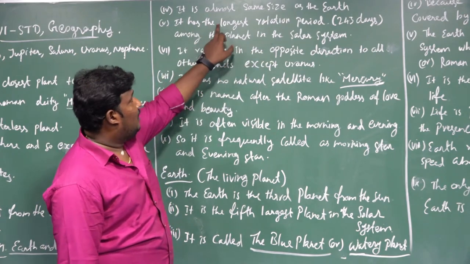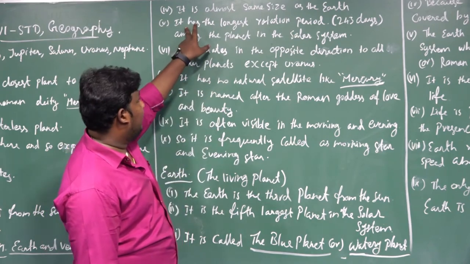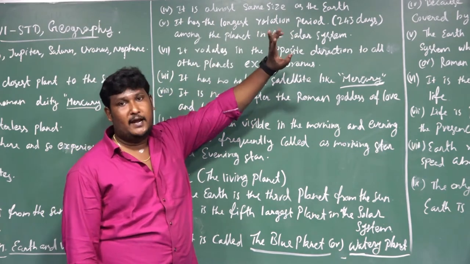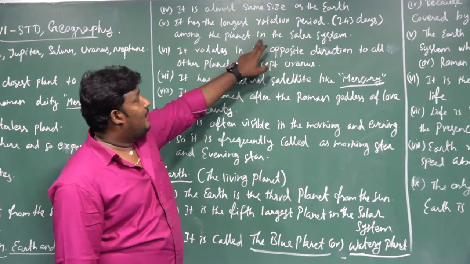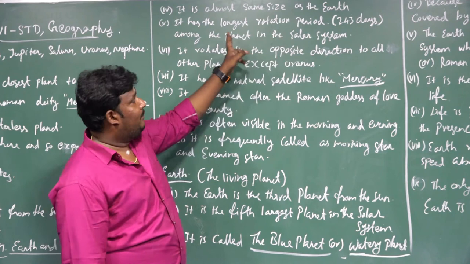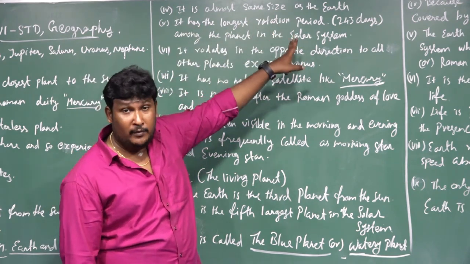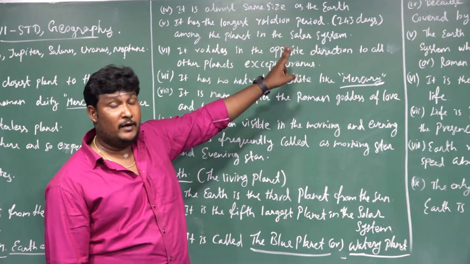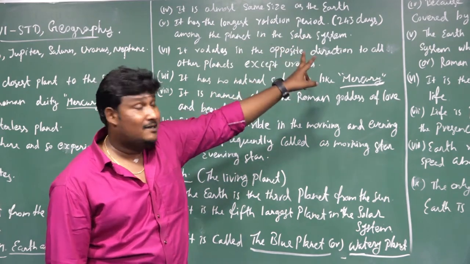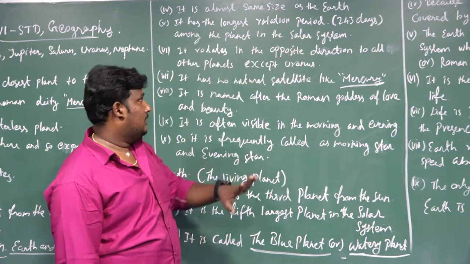It has the longest rotation period. Venus has the longest rotation period, 243 days, among the planets in the solar system. How many days? 243 days among the planets in the solar system.